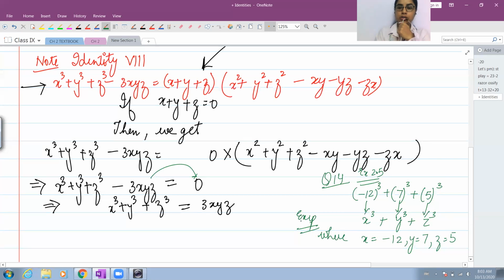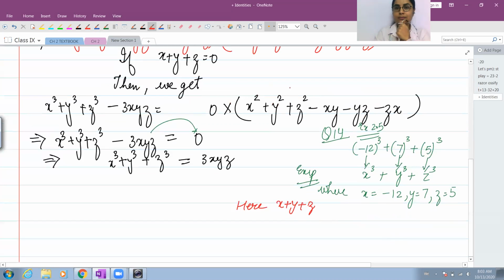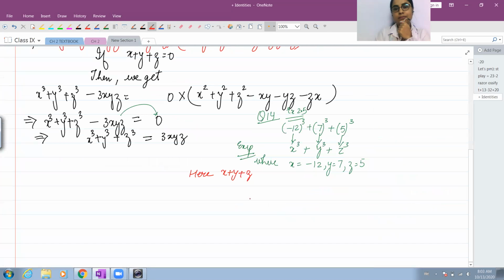Now the special thing about this expression is, यहाँ पे जो x, y, z हैं उनका सम 0 बन रहा है. Am I correct? Yes, ma'am. So if you just take x, which is minus 12, and y, which is 7, and z, the answer comes out to be 0. And this is what I had here.